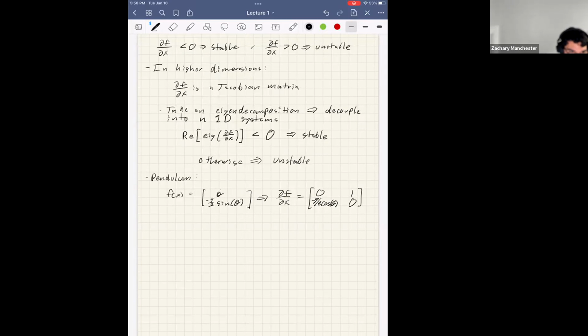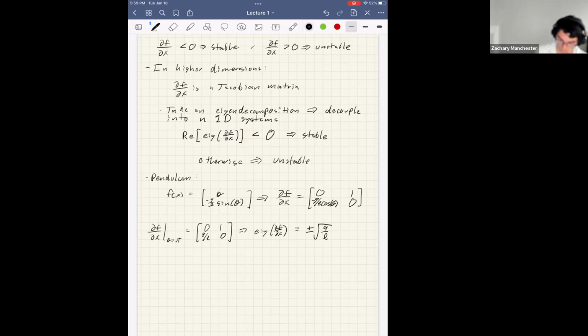So let's look at the top one first. So we do partial f, partial x, evaluated at theta equals pi. If we plug that in, we get 0, 1, g over L, 0. I can take the eigenvalues of this guy, and for 2x2, it's pretty easy to do by hand or with a calculator. I'll spare you the details. In this case, it turns out this is plus or minus root g over L.